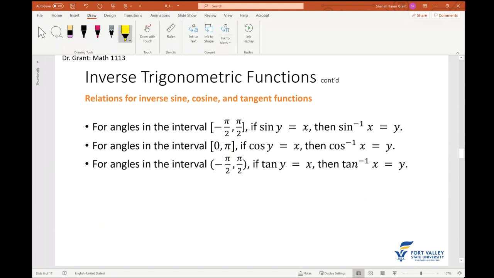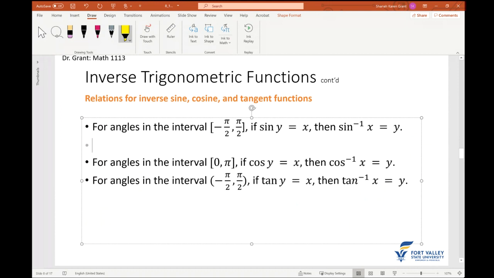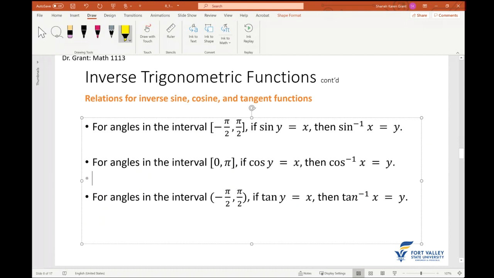So there are some properties that are very helpful when we're solving or evaluating different trig expressions. For instance, if we have angles that are in the interval negative pi over 2 to pi over 2, and sine of y equals x, then sine inverse of x is y. You'll be able to see this when we do examples. For your cosine, it has to be between 0 and pi, and then for tan, it has to be between negative pi over 2 and pi over 2.